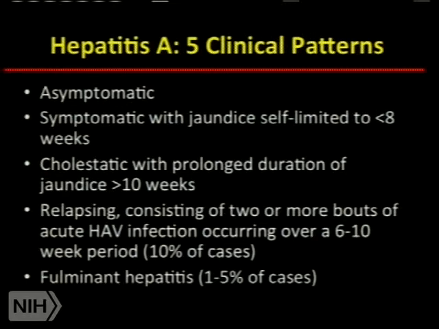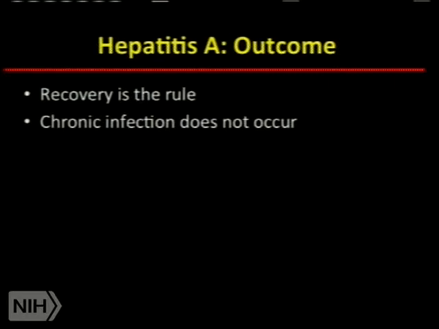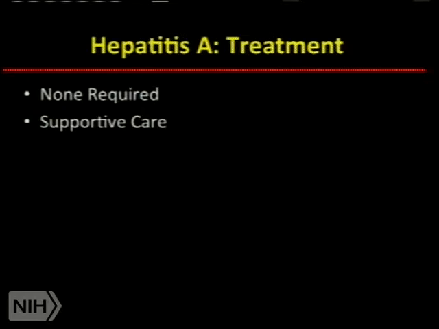So there is an IgM response, and with the second phase, levels of IgM may increase again. So there is an immune response. As for outcome, as I mentioned, recovery is the rule, and chronic infection does not occur. There may be a prolonged course lasting 6 months or more, but all individuals either die or recover. Because the virus doesn't cause a chronic infection, no treatment is required, and generally just supportive care is necessary to get patients through the convalescent phase.